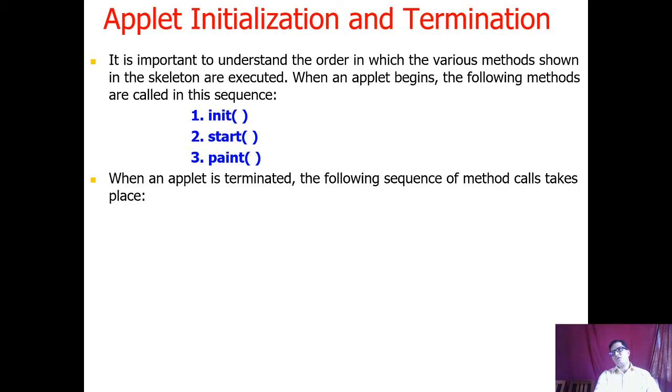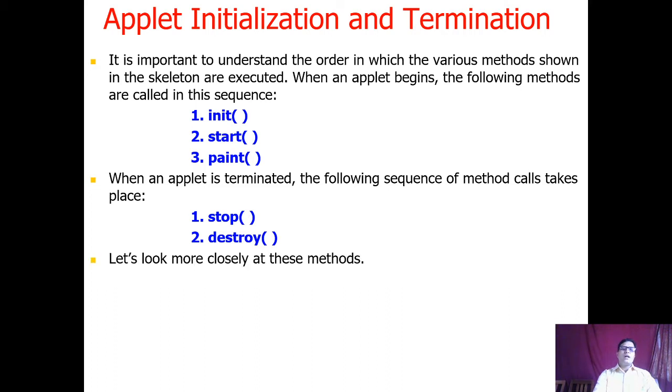When an applet is terminated, the following sequence of methods can take place. If you want to stop or permanently stop, then you use the following methods. What is the first method? The first method is the stop method. By calling this stop method, you are temporarily halting your program execution. And second one is the destroy method. By using this destroy method, you are permanently closing the execution of an applet program. Let us look more closely at these methods.